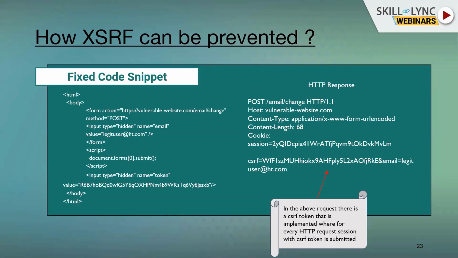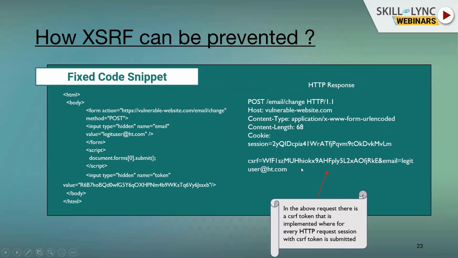We had a mitigation pattern. So what happens is, in a typical scenario where a user is accessing the organization's email page to change it, the first time the legitimate user tries to access that page, the server would return something called a CSRF token. So you can see this token here, CSRF equal to WFFISZ.